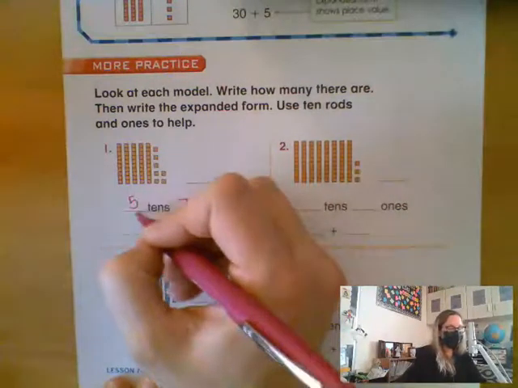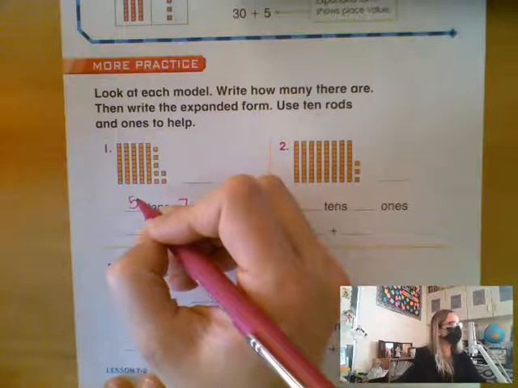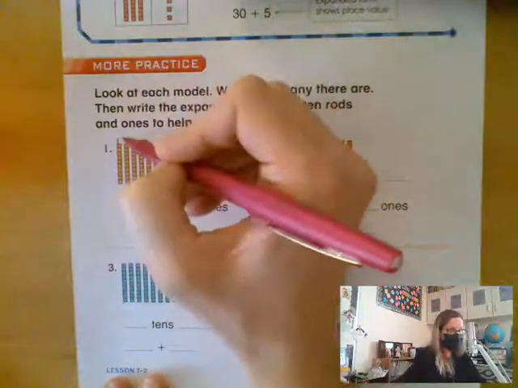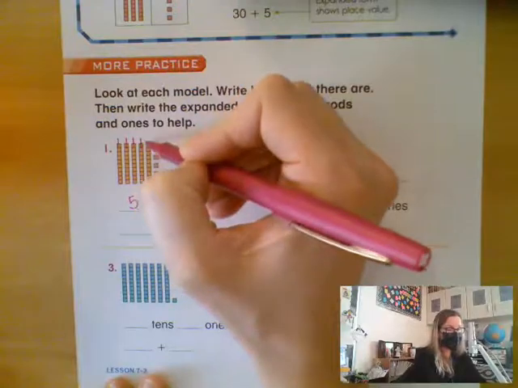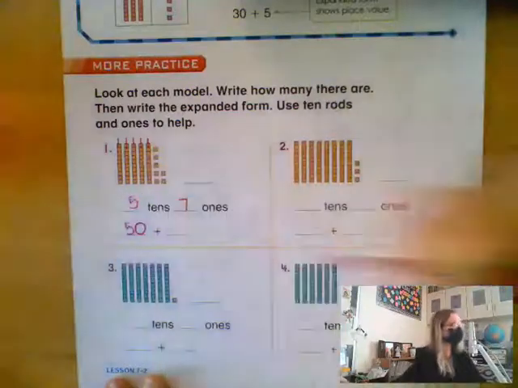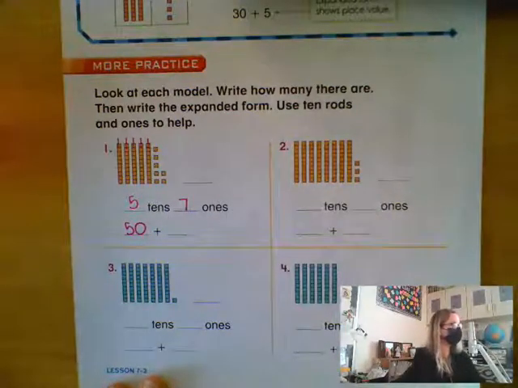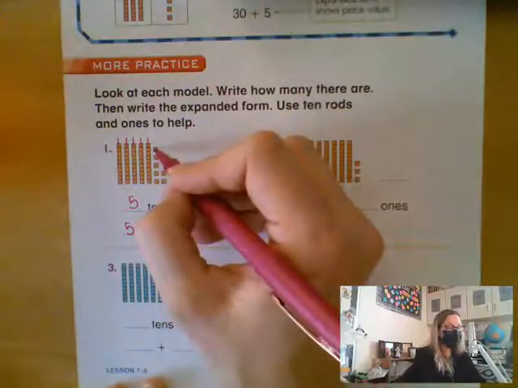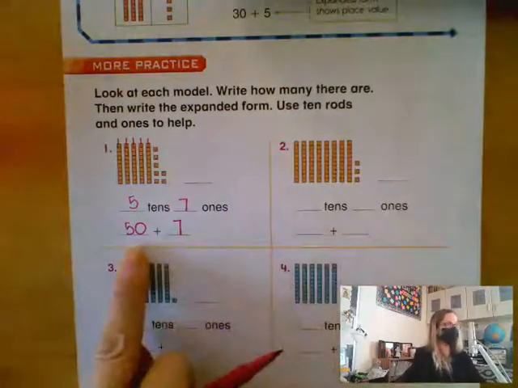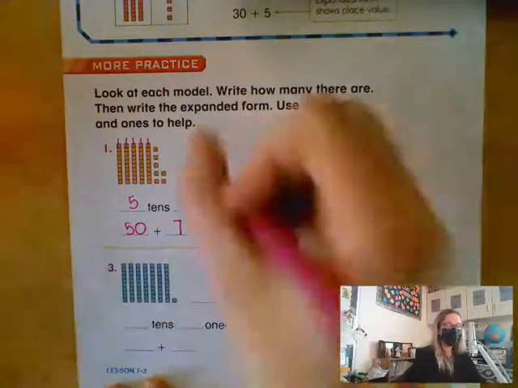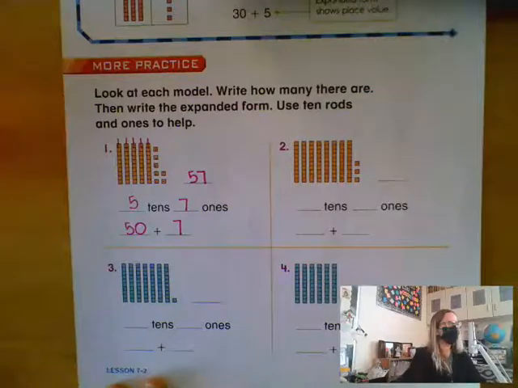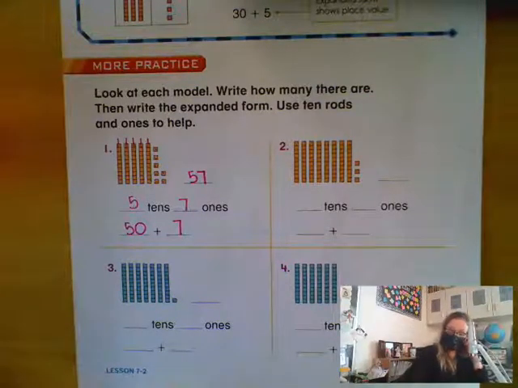Now, 5 tens is not 5 cubes. It's 5 bars that have 10 cubes in each one. So we count 10, 20, 30, 40, 50. 5 tens is 50 cubes. Okay, the value of 5 tens is 50. Do you see that, Em? Now, the value of 7 is 1, 2, 3, 4, 5, 6, 7 cubes. So 50 cubes plus 7 more cubes all together gives us 57 cubes. Get it?